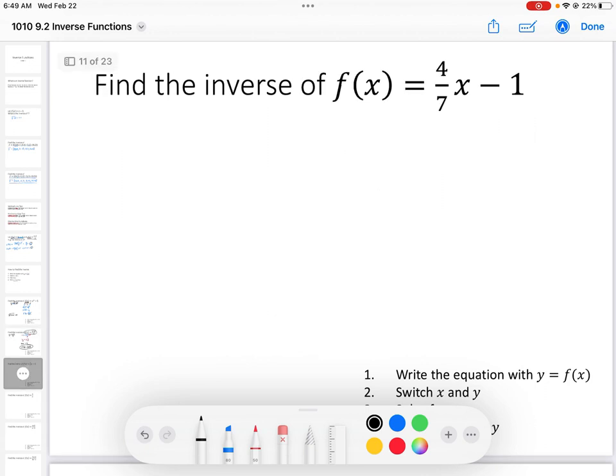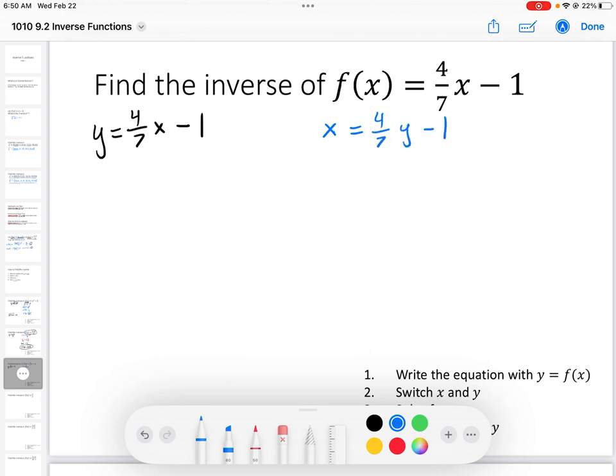You can also find the inverse of a really simple function like this line, because this function, if you were to graph it, it's in slope-intercept form, or y equals mx plus b. So if we were to find the inverse of this, we would say y equals 4/7 x minus 1. And then to find the inverse, I'll switch the x and the y, or the inputs and the outputs, and I get x equals 4/7 y minus 1.